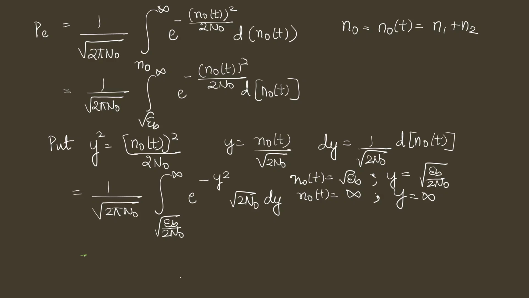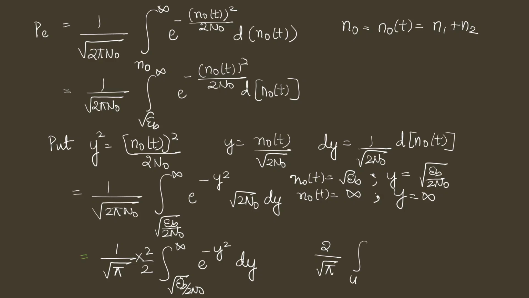So having done that, let us see what will happen. This under the root 2 n naught and the under the root 2 n naught here will get cancelled. So I'll be left with 1 over under the root pi with the integration limits EB by 2 n naught till plus infinity e to the power minus y square into dy. So this is a standard expression. We can bring this into a standard expression by multiplying and dividing it by 2, because this does not change anything. The standard form is that 2 over under the root pi integration from u to infinity e to the power minus y square into dy is nothing but the complementary error function called ERFC of u. So using this we are going to express the above equation.